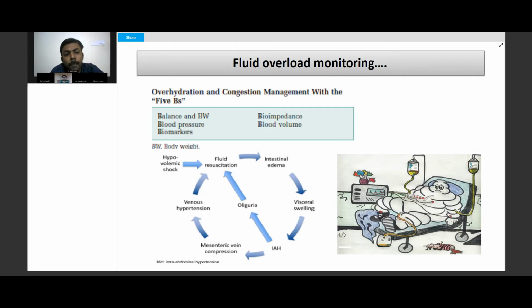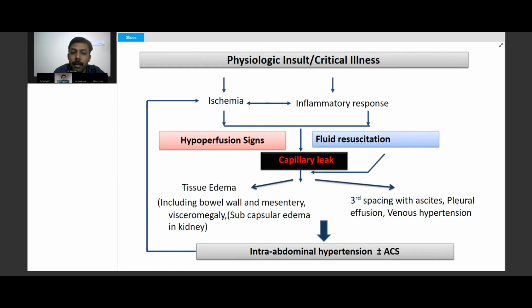but nothing is foolproof. So what happens is this vicious cycle. When we resuscitate the patient, in the leaky phase they develop edema and organomegaly, and they have intra-abdominal hypertension, causing abdominal perfusion pressure to decrease and renal perfusion pressure to go down, causing oliguria, which again mandates, blindly, fluid resuscitation. And again, intra-abdominal hypertension causes venous compression and venous hypertension, which again mandates fluid resuscitation because of the hypoperfusion signs. So any patient requiring all these things in the capillary leaky phase has more edema, third spacing, and this contributes to more abdominal hypertension.